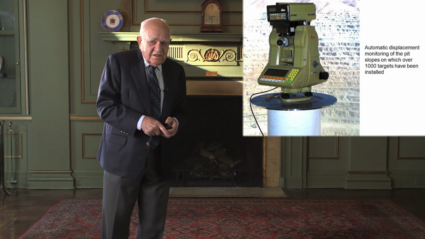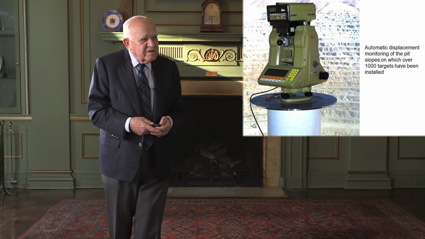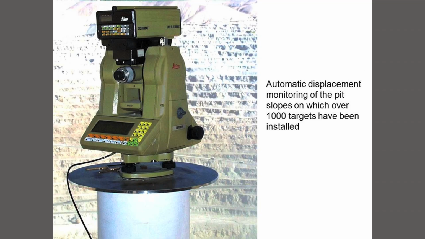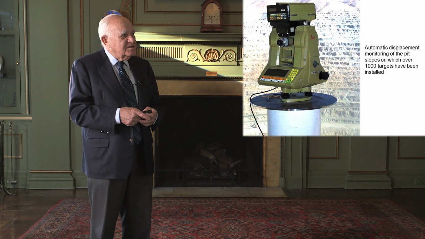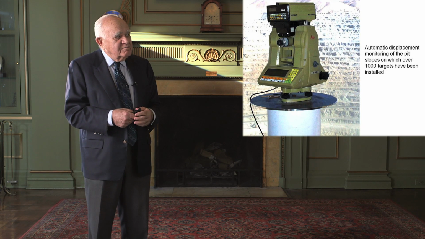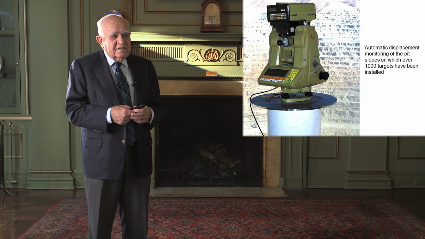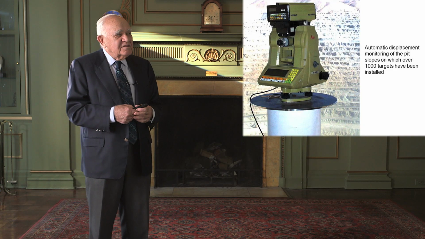One is a distance measuring device based on a laser beam, which is shot to a target, a mirror target, and the travel time is measured between its exit and return. And there are 1,000 monitoring points around the slope, and there are 6 monitoring stations with automatic distance measuring devices, and those scan the pit on a regular interval, so it's under constant surveillance.